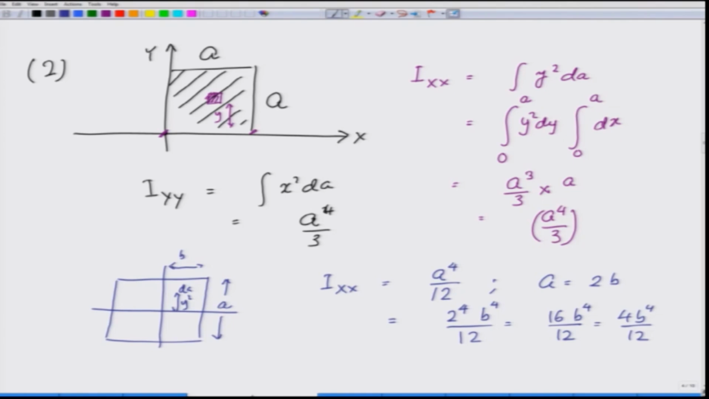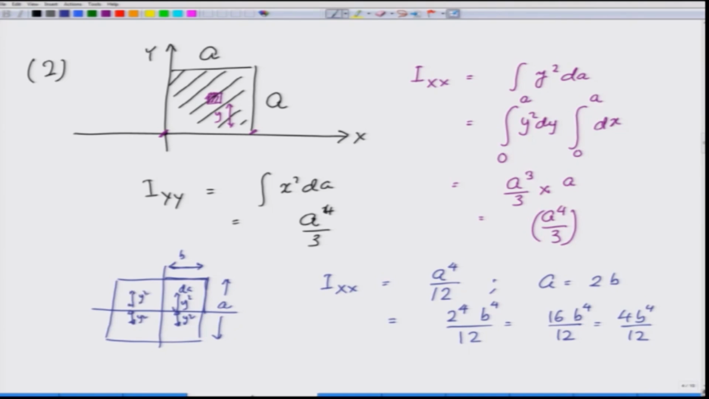Right. So, if the side is b, this half side is b, I get 4 b raised to 4 over 12 as the second moment of area. But notice y square is same for all these 4 areas.